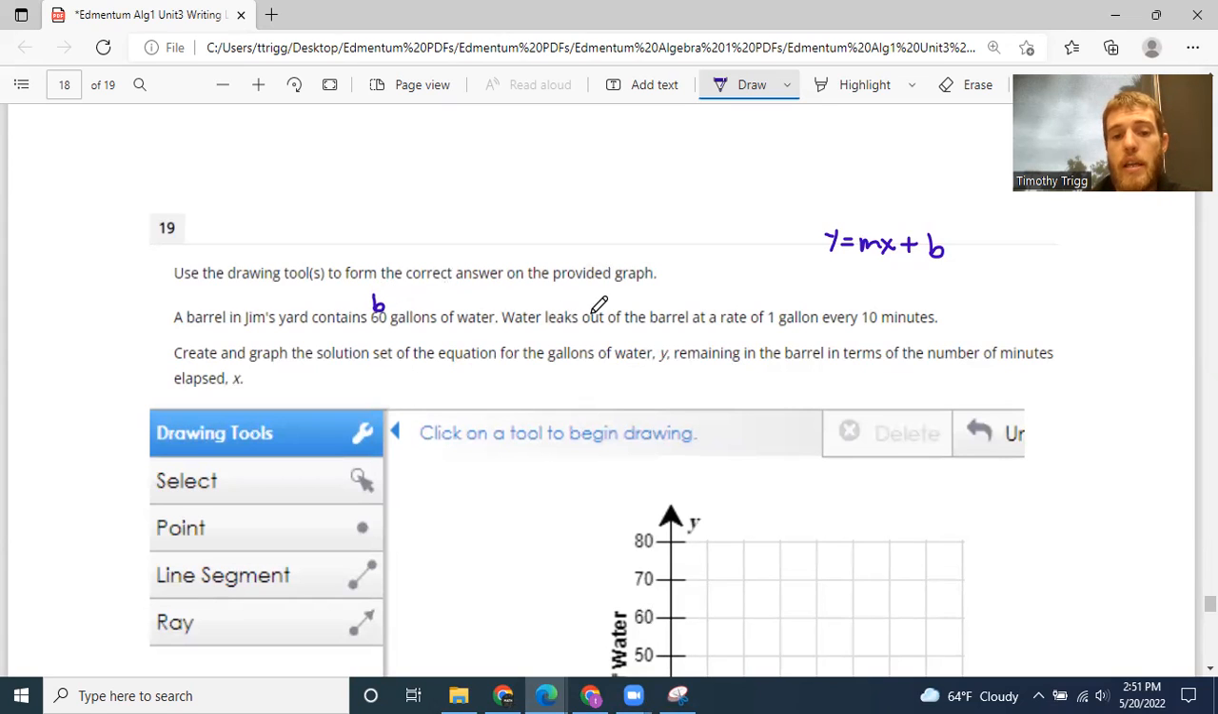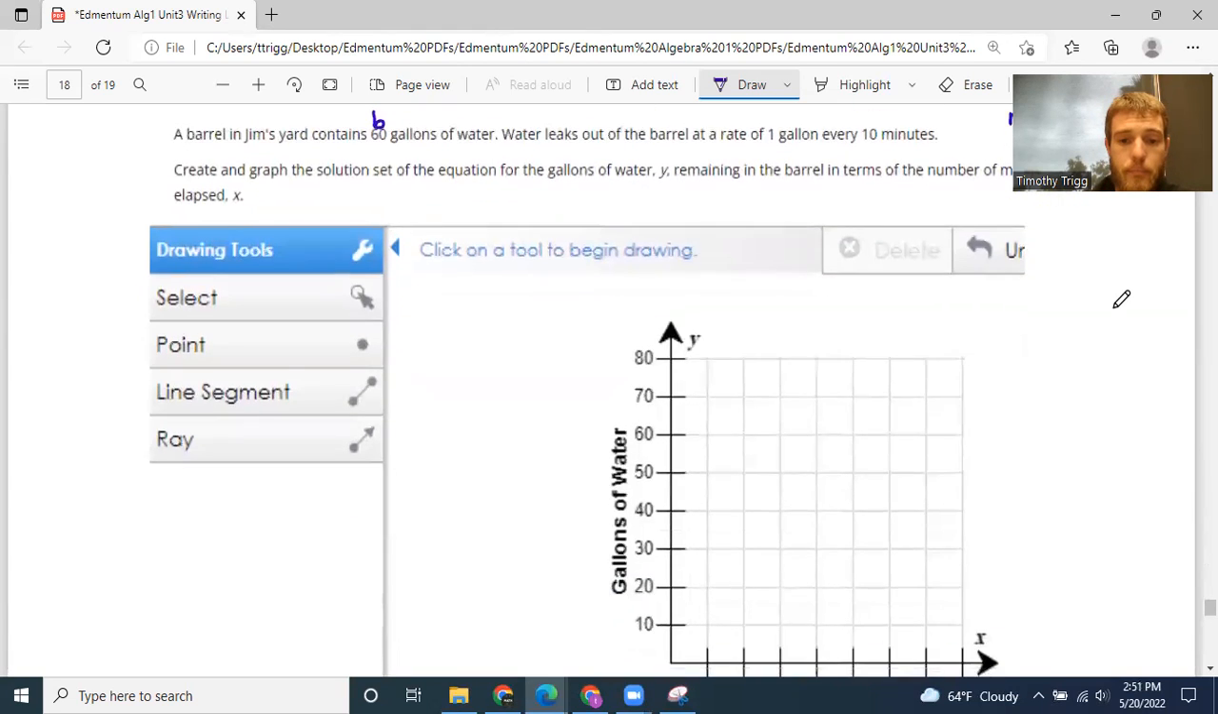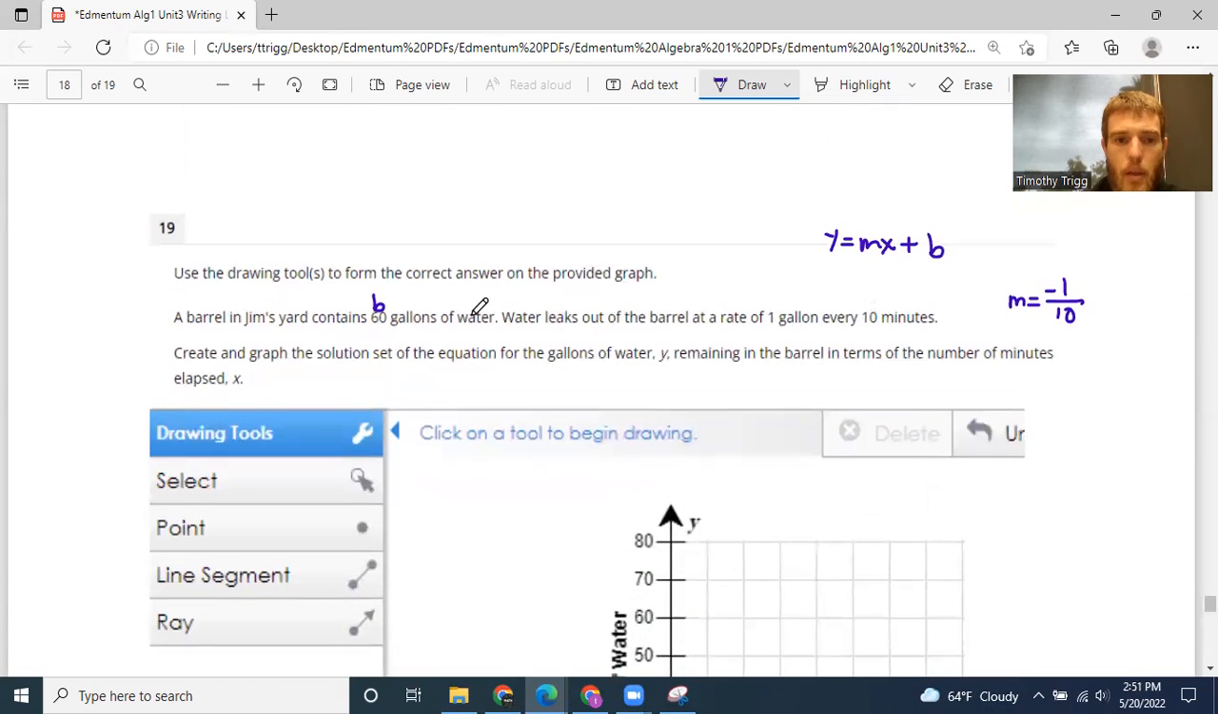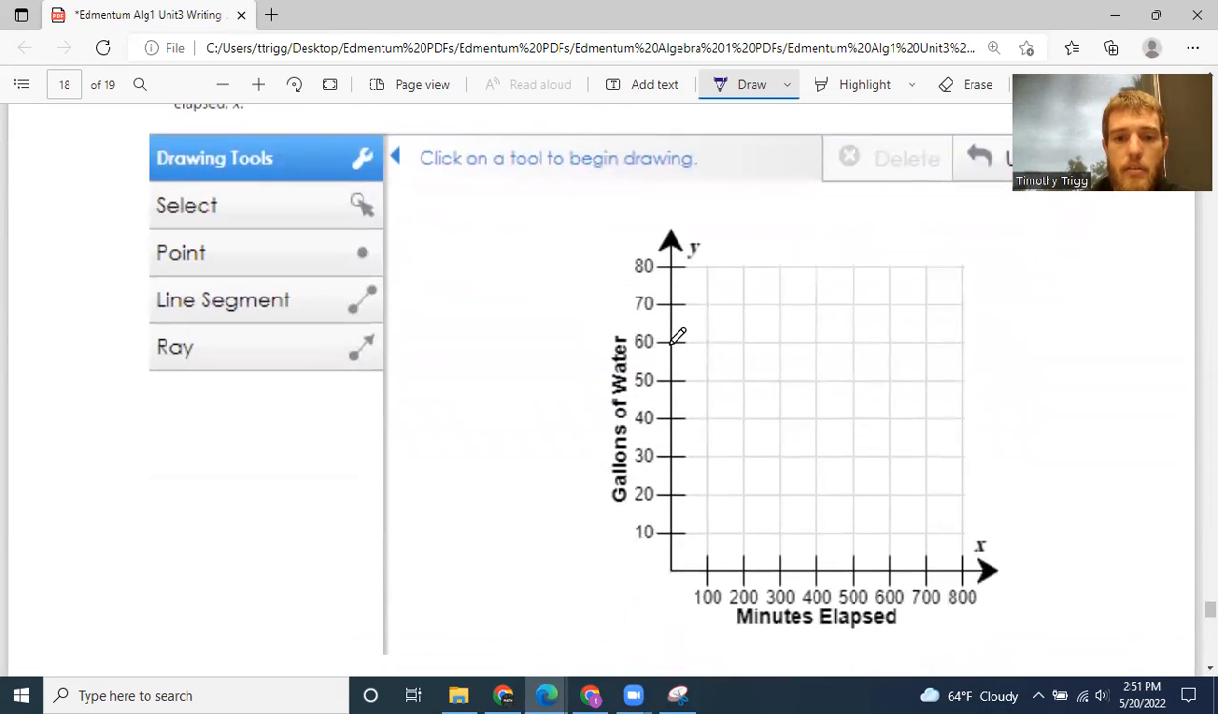And then the water leaks out at a rate of 1 gallon every 10 minutes. So it loses 1 gallon every 10 minutes. So our slope, since it loses 1 gallon every 10 minutes, is -1 over 10. So what would that look like? Well, we know our y-intercept is 60, so that'll be a point right here.